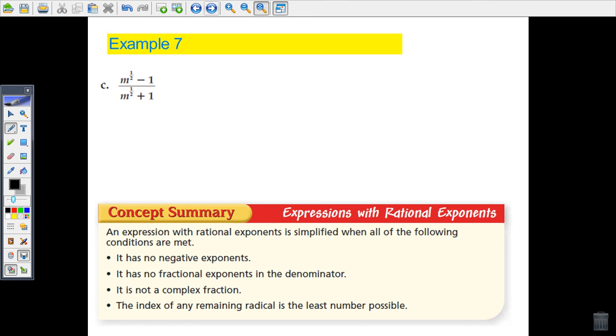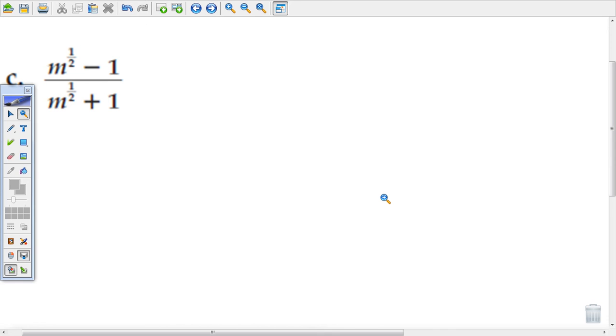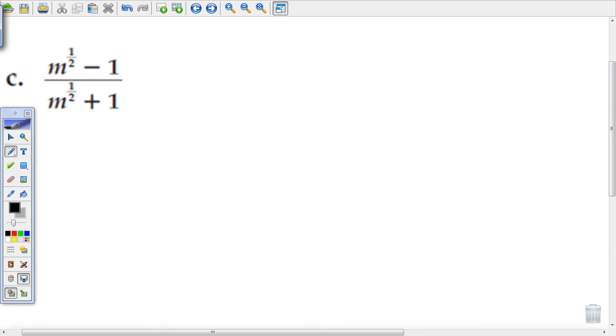Okay, example 7, last one. That's an m to the 1/2 minus 1 and an m to the 1/2 plus 1 in the denominator. So how am I going to deal with this? I need to rationalize this denominator as well.